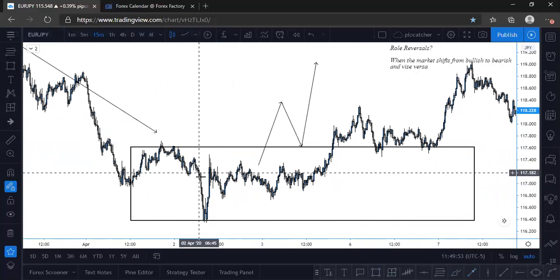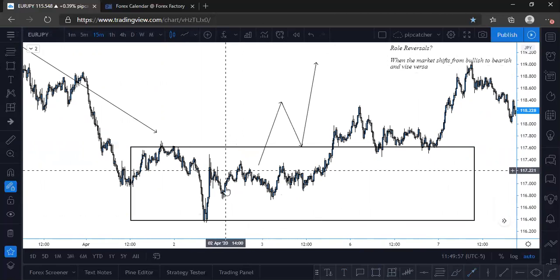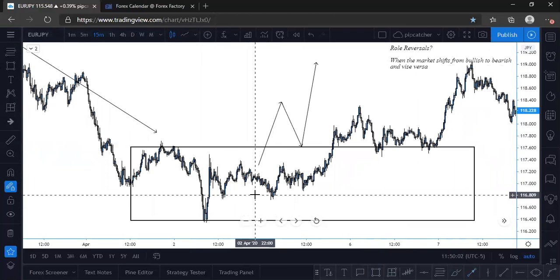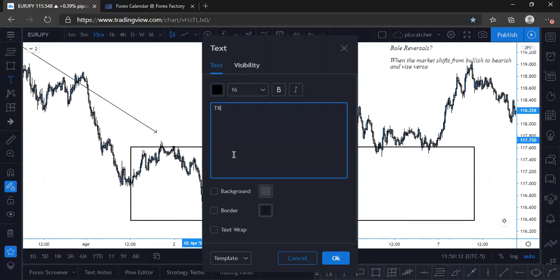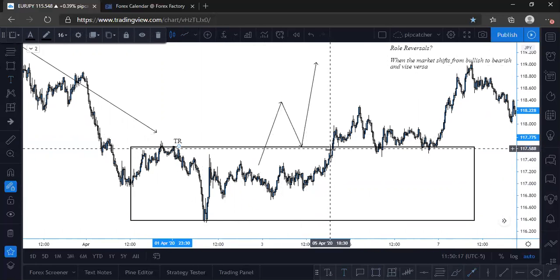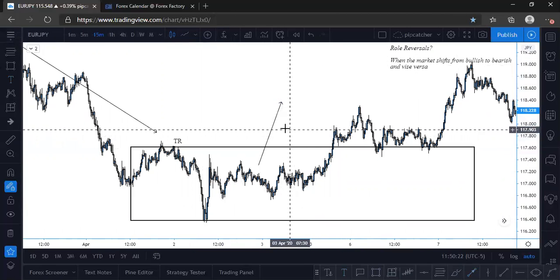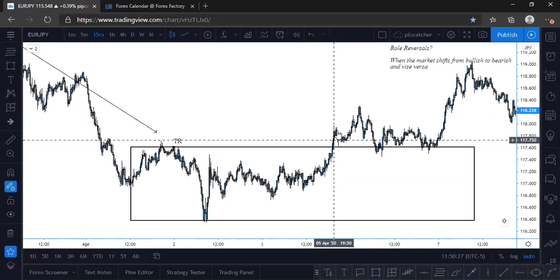Okay, so we identified money here, and then price traded back above the 116.800 level very cleanly. And this is the top of the trading range right here. And when we see the market break through that trading range, we can identify that that is a clean break of this range.